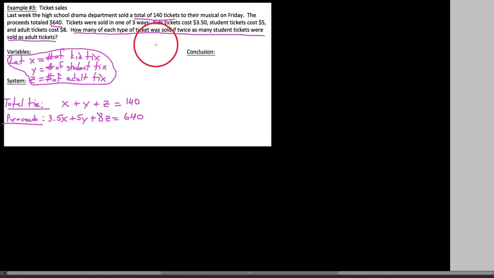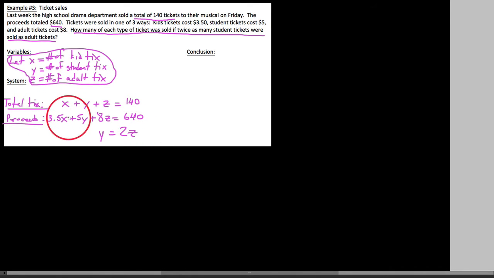It says how many of each type of ticket was sold if twice as many student tickets were sold as adult tickets. What are we using to represent adult tickets here? We're using z. As a matter of fact, I've got this backwards. We would say that the student tickets, which is our y, would be twice the amount of z. Reading this critically now, the student tickets are twice as many as the adult tickets. We're just going to use this symbolically.